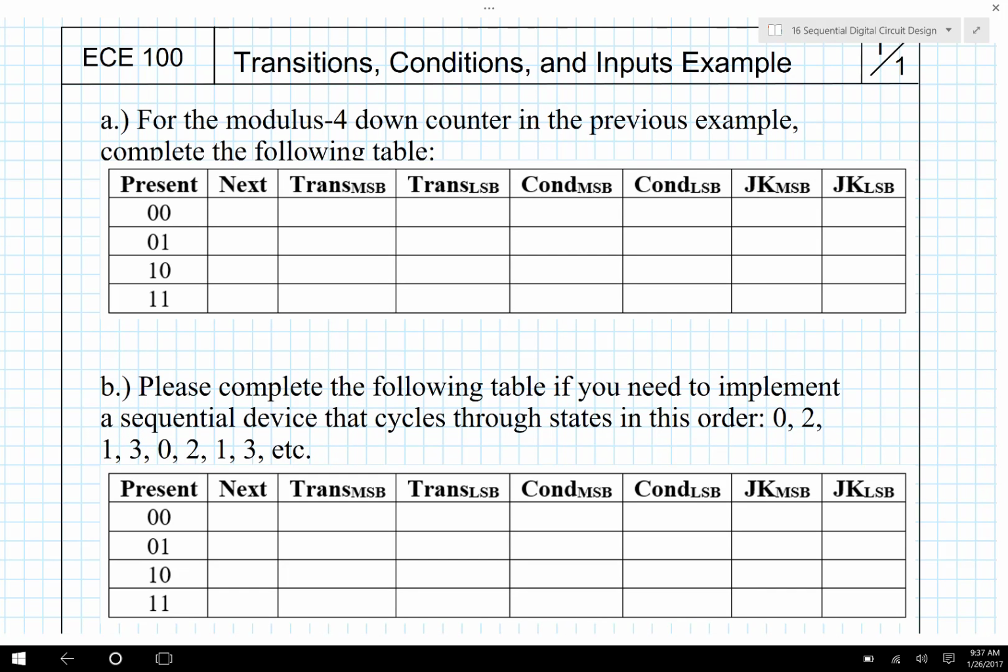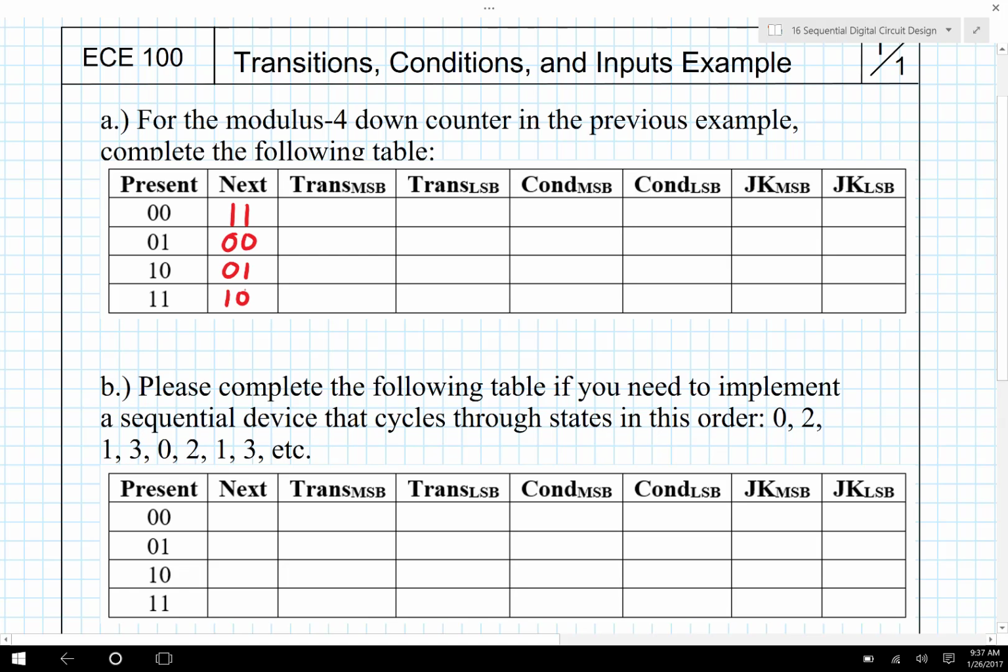Now we know that we want the modulus 4 down counter. That's the example that we just saw. So we already saw that if the present state is a 0, 0, the next state is going to be a 1, 1. 0, 1 is going to lead to a 0, 0. A 1, 0 is going to lead to a 0, 1. A 1, 1 is going to lead to a 1, 0.